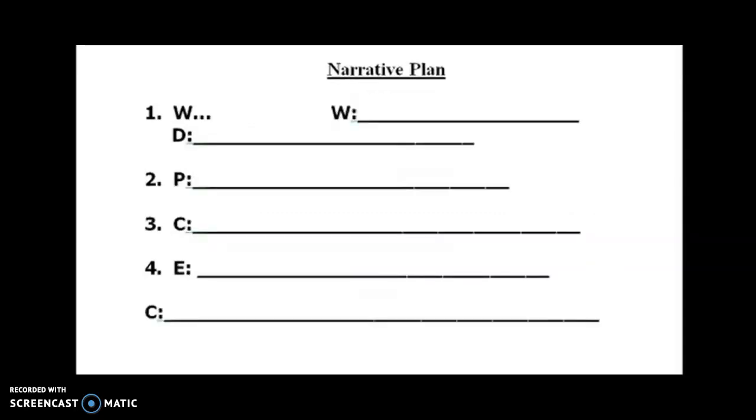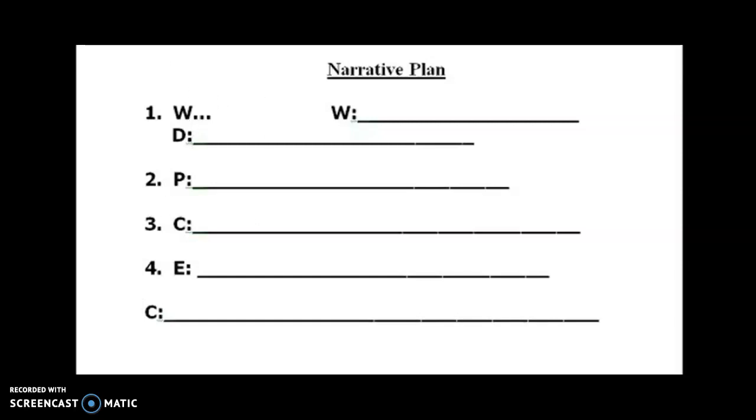If writing your own plan today, on your paper you'll put 1, skip a line, 2, 3, 4. Next to number 1, W for weather, W for where. Underneath, D for what you're doing, P for prompt, C for climax, E for ending, and then go under the number 4 and write another C, which stands for closer. You will also be learning what each of these letters stand for.